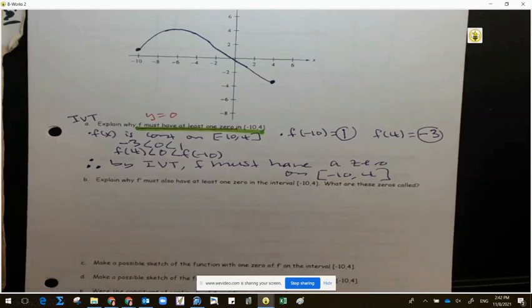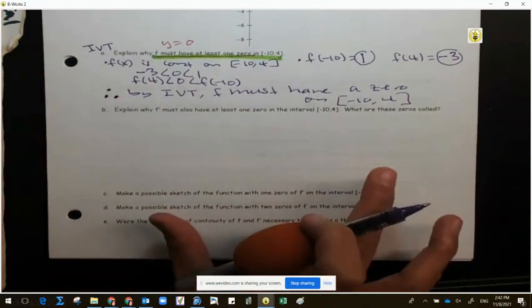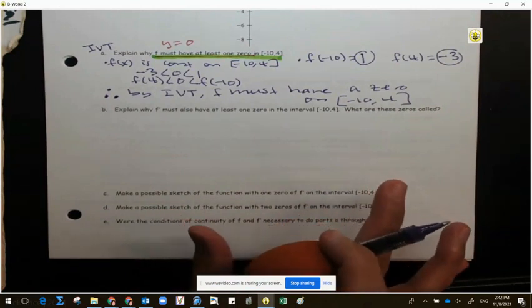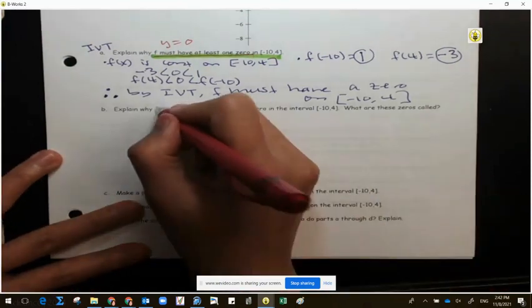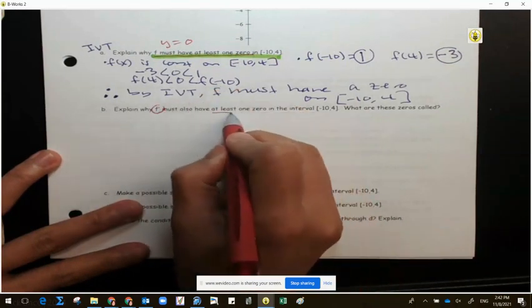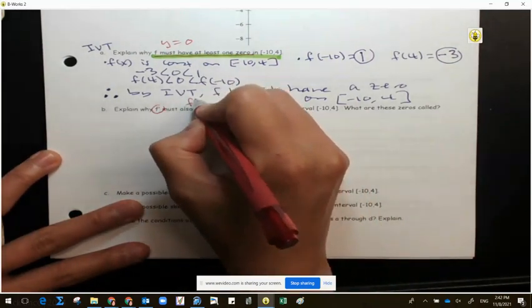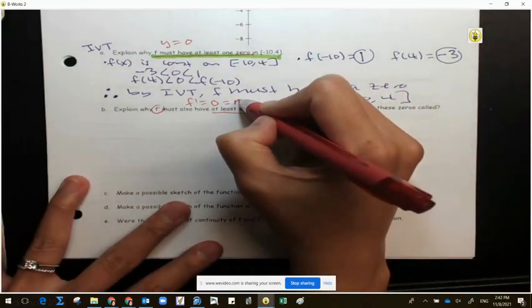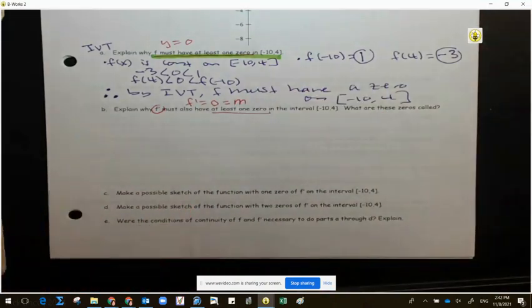All right. Let's do another reminder from last week, actually. And we're looking at extreme value theorem. Castro, let's read part B. Explain why f prime must also have at least one 0 in the interval -10 to 4. What are these zeros called? All right, f prime must have at least one 0. Let's do a recall. If f prime is equal to 0, the prime is basically what function? Slope? Thank you. So we know there must be a slope of 0.